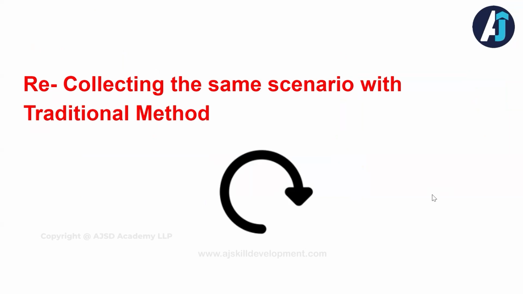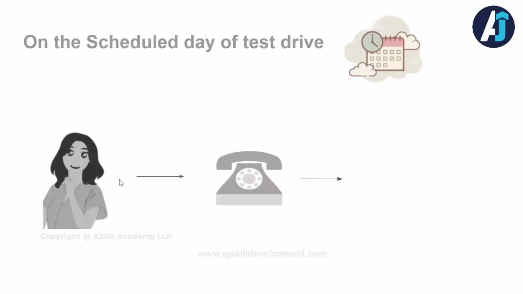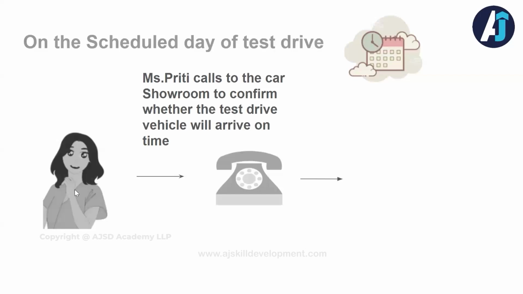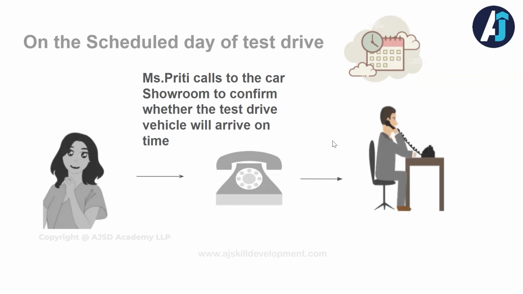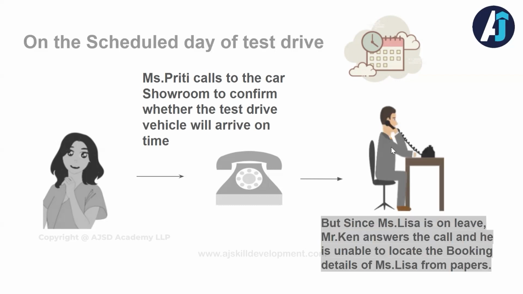Okay, what happened when Preeti was waiting for the test drive vehicle to arrive on the scheduled day? It was not coming to pick her up. What she did, she called the particular showroom and Mr. Ken was answering the call because Lisa was off on that day. Okay, but he was not able to locate Lisa's name from the papers because we were following the paper record. This is actually the old method slide.